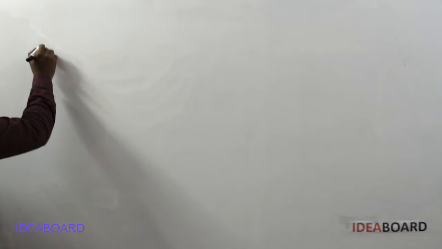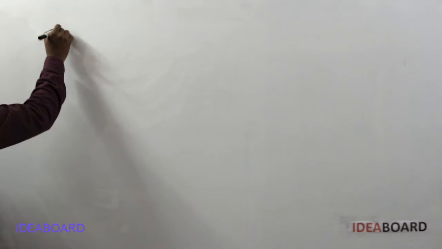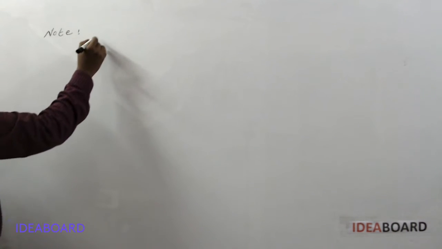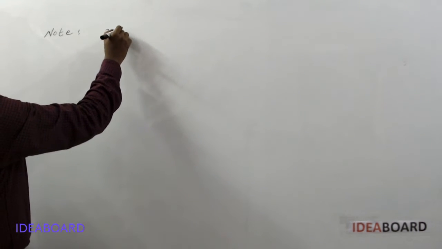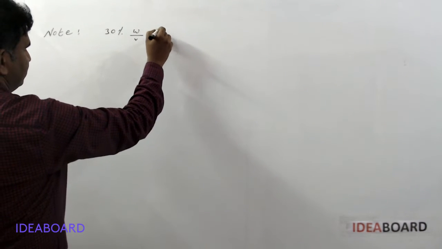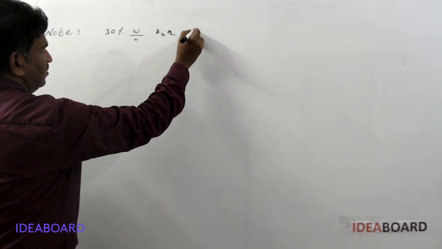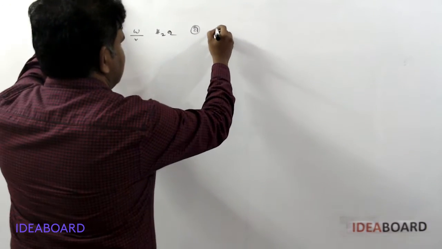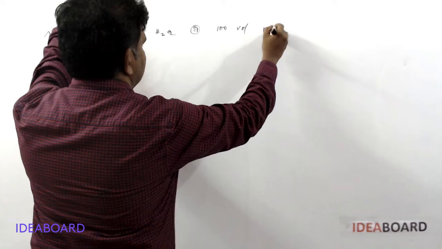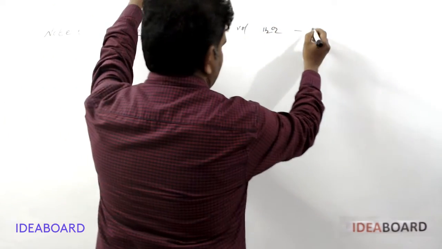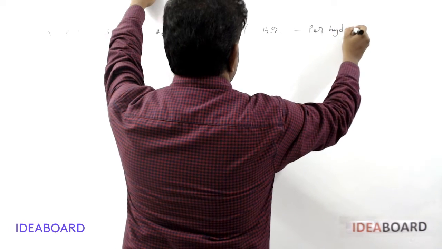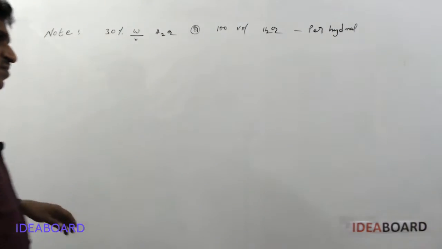Another important point, remember like a note here, 30% weight by volume hydrogen peroxide, or you can say this as 100 volumes hydrogen peroxide, is called perhydrol. It is called perhydrol.